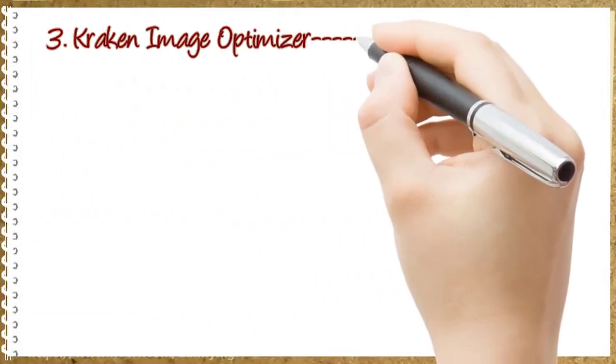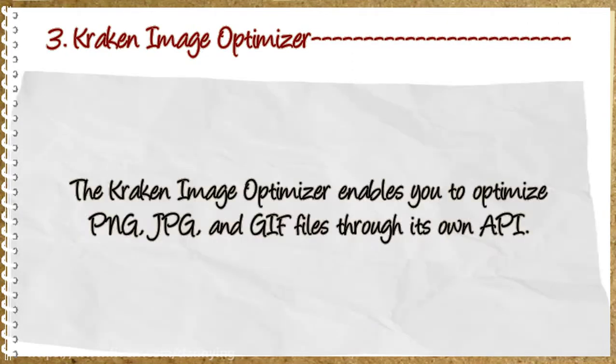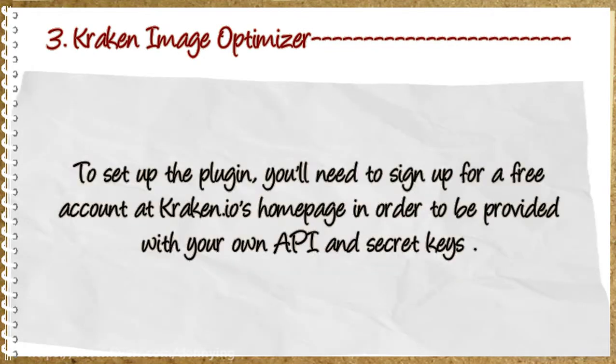3. Kraken Image Optimizer. The official Kraken Image Optimizer header. The Kraken Image Optimizer enables you to optimize PNG, JPG, and GIF files through its own API. To set up the plugin, you'll need to sign up for a free account at Kraken.io's homepage in order to be provided with your own API and secret keys.